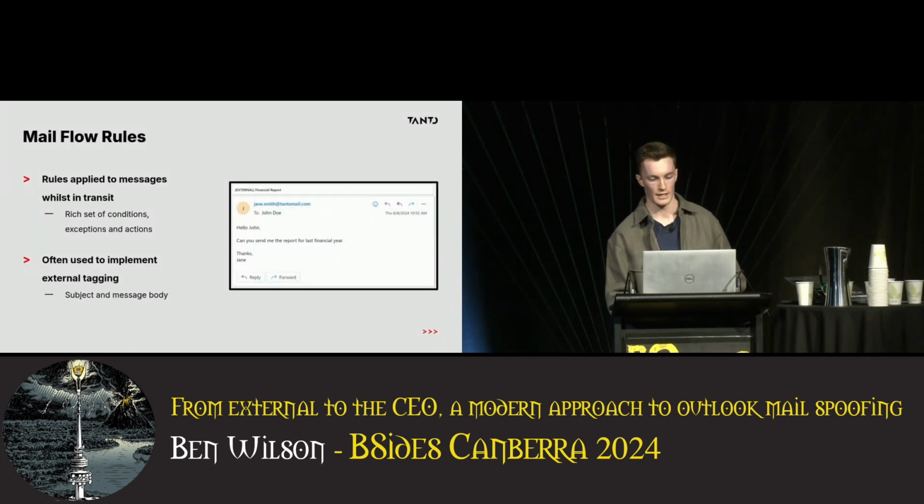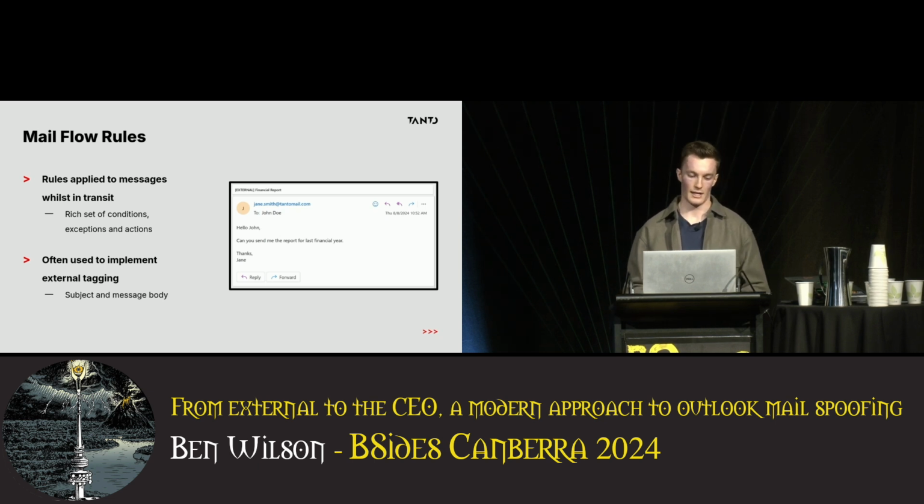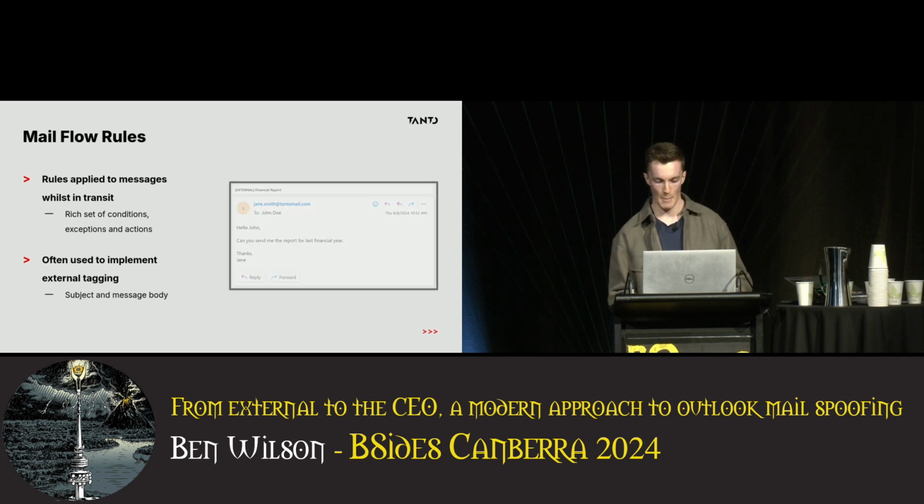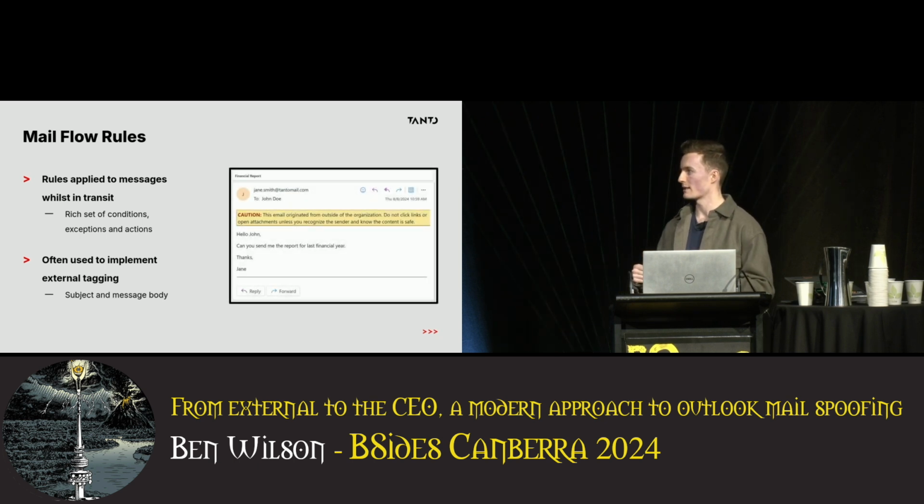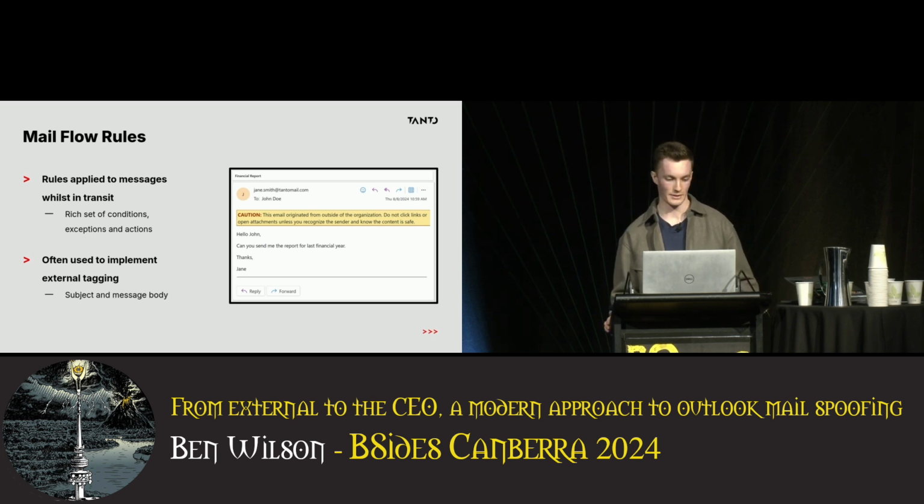So mail flow rules are essentially rules that are applied to messages whilst they're in transit. They have plenty of conditions, exceptions, and actions you can take on an email, and they're often used to implement external tagging. This tagging can be in the form of the subject or the message body. Basically, if the message is detected as outside the organization, it will apply the necessary tag. So in this example, I've got it in the subject, and I've also got a follow-up example of what it might look like in the message body. Basically just warning users that, hey, this message wasn't from someone within your organization, so just be on the lookout for suspicious stuff.